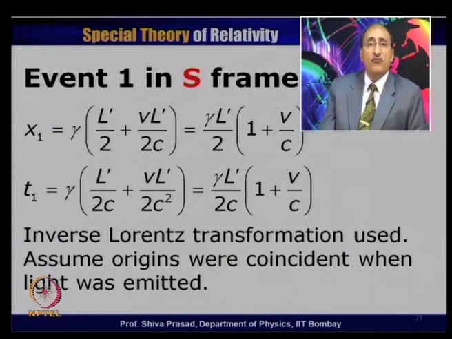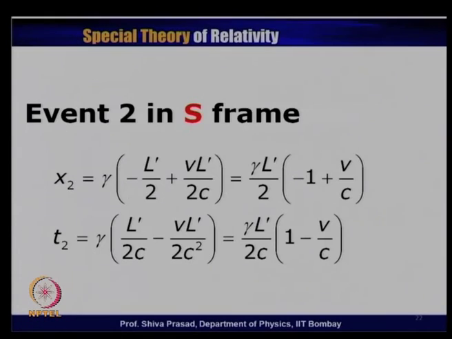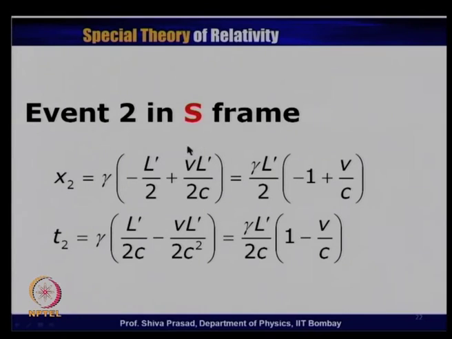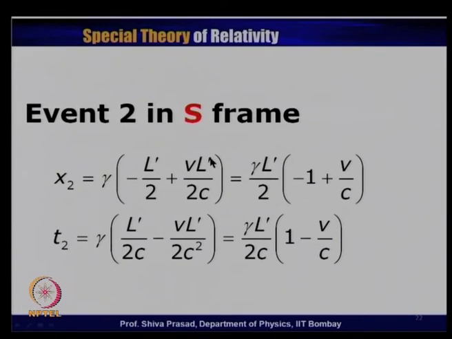Now, let us write the coordinates of event number 2 in the S frame of reference. Everything will be exactly similar, except that this L prime by 2 will change sign. That is what I am writing in the next transparency. Event number 2 in the S frame: x2, the x coordinate of the second event, will be gamma times (minus L prime by 2, that is where it was observed, plus V L prime by 2c). Remember, the time is the same; though the event occurred at a different location, its time was the same. So, this L prime by 2c remains the same. I take gamma L prime by 2 common and you get (minus 1 plus V by c).